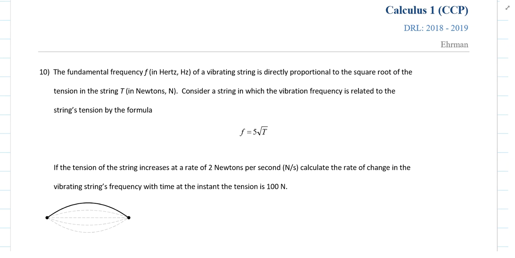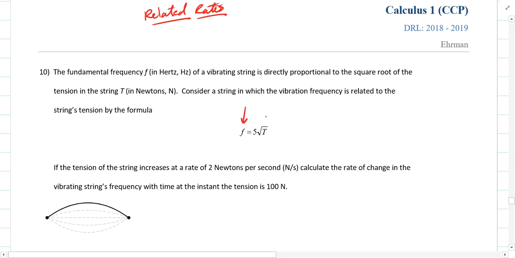In the next pair of questions on this Calculus 1 review, we're dealing with what we call related rates. We studied these just before we got into the optimization unit in this class. What we're investigating is how the change in one variable affects another. In this particular example, we're told that the frequency f of a vibrating string is directly proportional to the square root of the tension, capital T, in that string. So frequency will change as the tension changes.